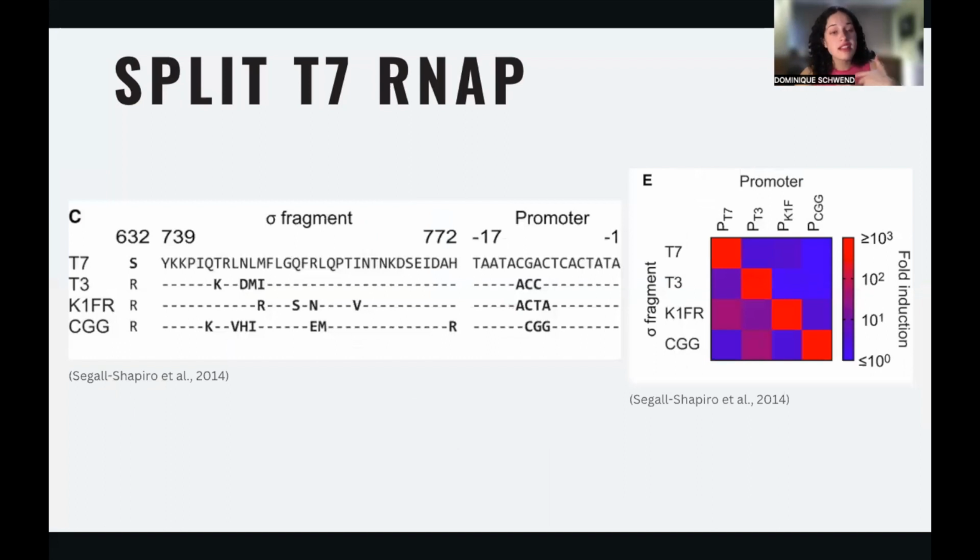After splitting the enzyme, they designed different sigma fragments that, with a few changes in the amino acid sequence, altered the region of the DNA that was recognized as the promoter, therefore obtaining orthogonal responses of each sigma fragment to a specific promoter, as you can see by the fold induction.